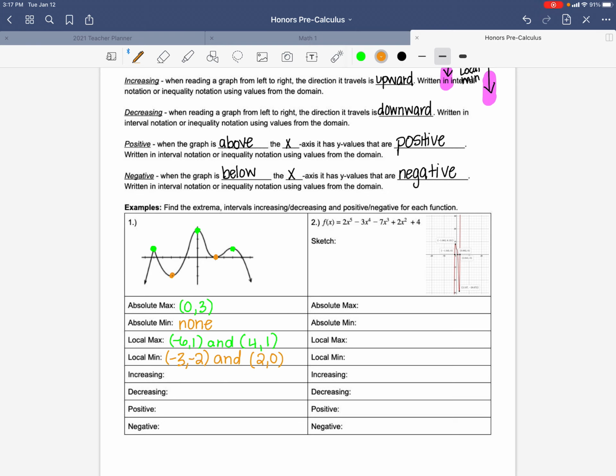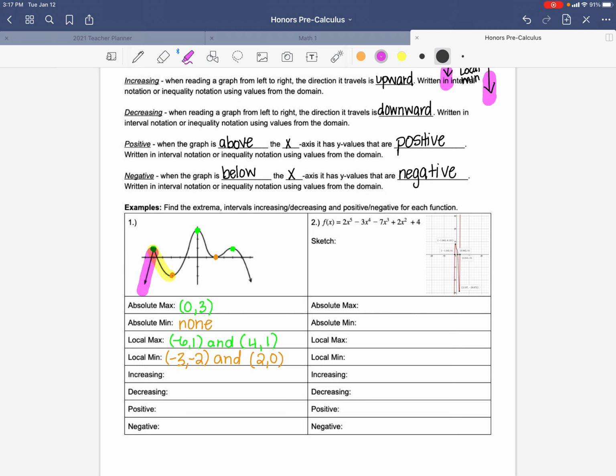All right. Now, increasing and decreasing, I like to take my pencil and trace my graph and see what direction is happening here. So I'm going to highlight throughout this entire piece. I'm going to highlight increasing in pink, and I'm going to highlight decreasing in yellow. So from the left, we're increasing, and then we stop at a maximum and we start to decrease.